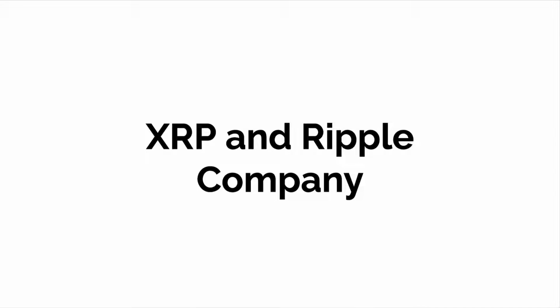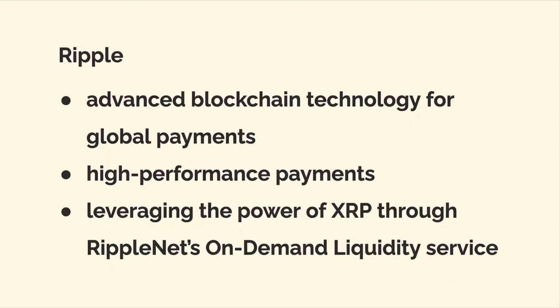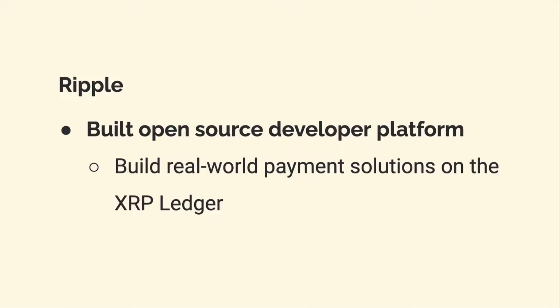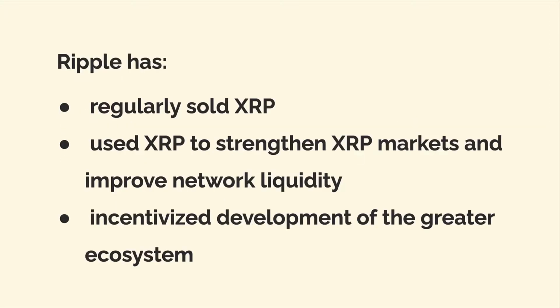In this lecture, we are going to clarify the mystery of XRP versus Ripple. Ripple provides advanced blockchain technology for global payments. Ripple is a company that is building technology for high-performance payments. The company is leveraging the power of the XRP ledger through an on-demand liquidity service. Ripple built an open-source developer platform to build real-world payment solutions on the XRP ledger. You can find more information at ripple.com.